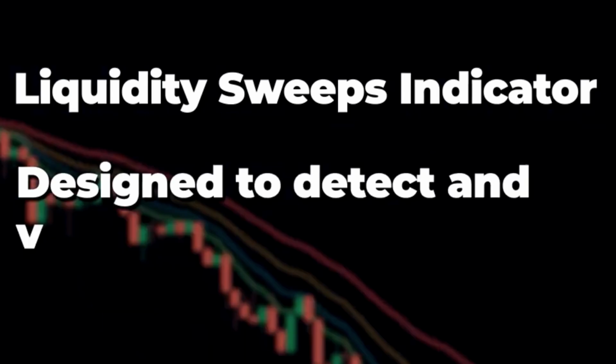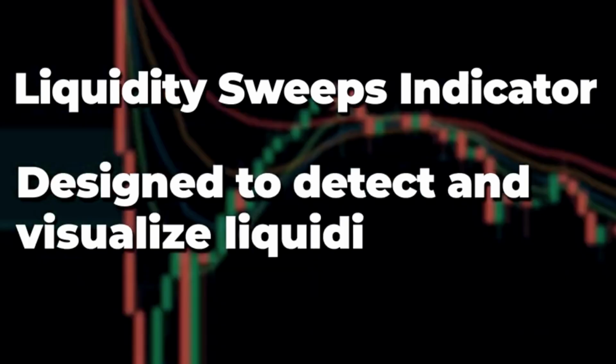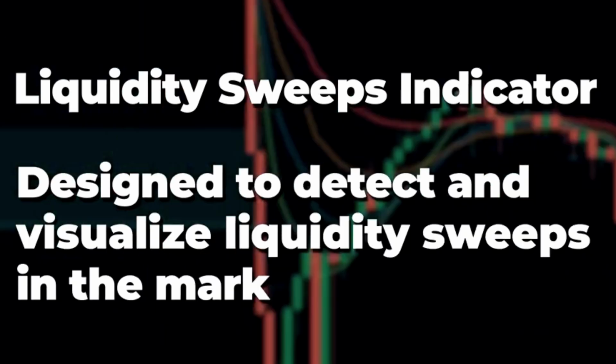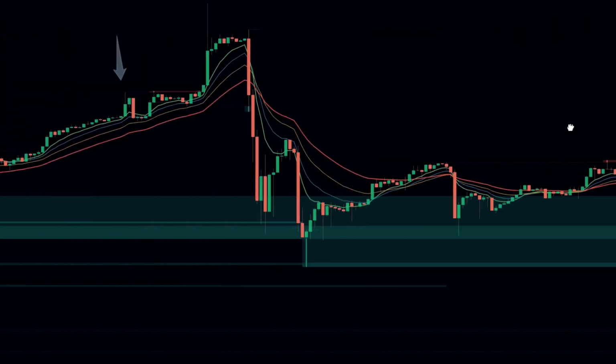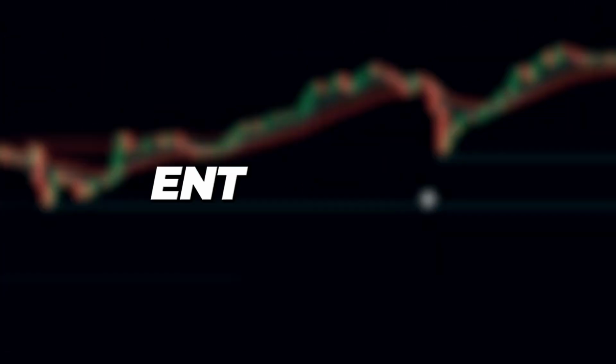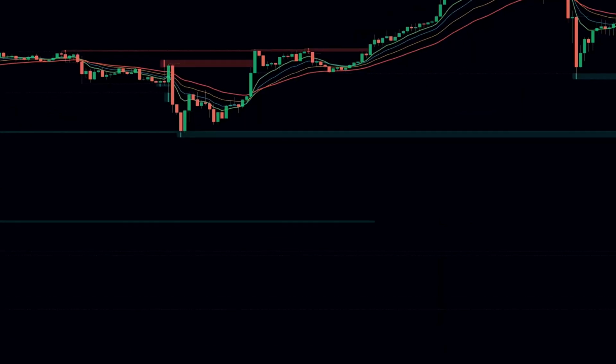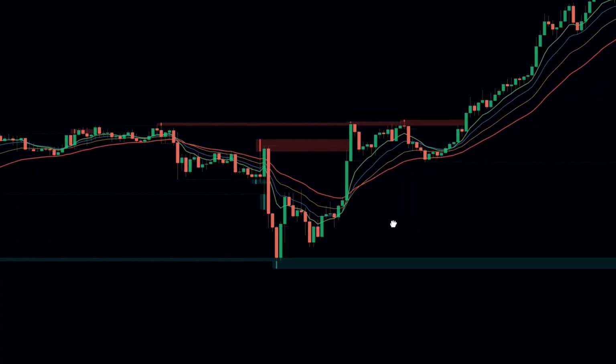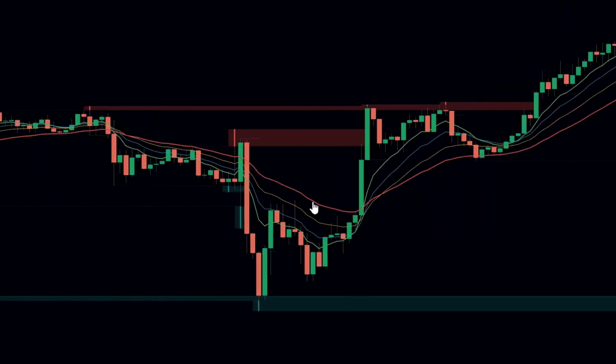This tool is designed to identify and visualize liquidity sweeps in the market, which helps traders spot potential support and resistance zones, as well as entry and exit points. At this point, you might be wondering what exactly is liquidity and what is a liquidity sweep. Before diving into that, let's break down the indicator's components.